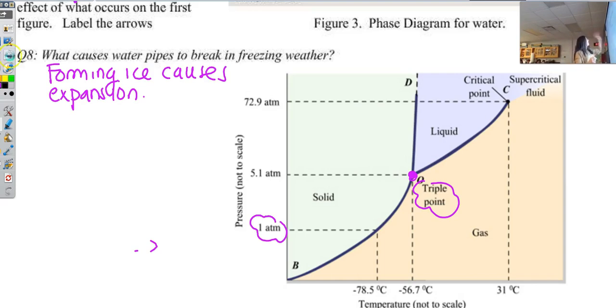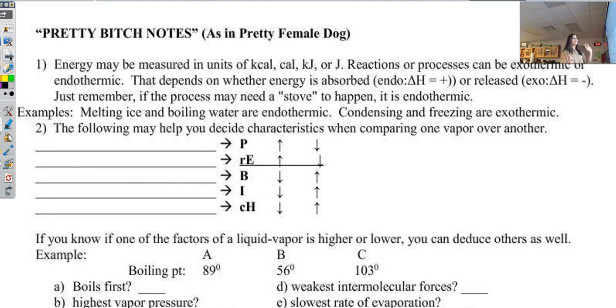Okay, and the last thing I wanted to talk about is working out the differences between vapor pressure and IMFs and things like that.